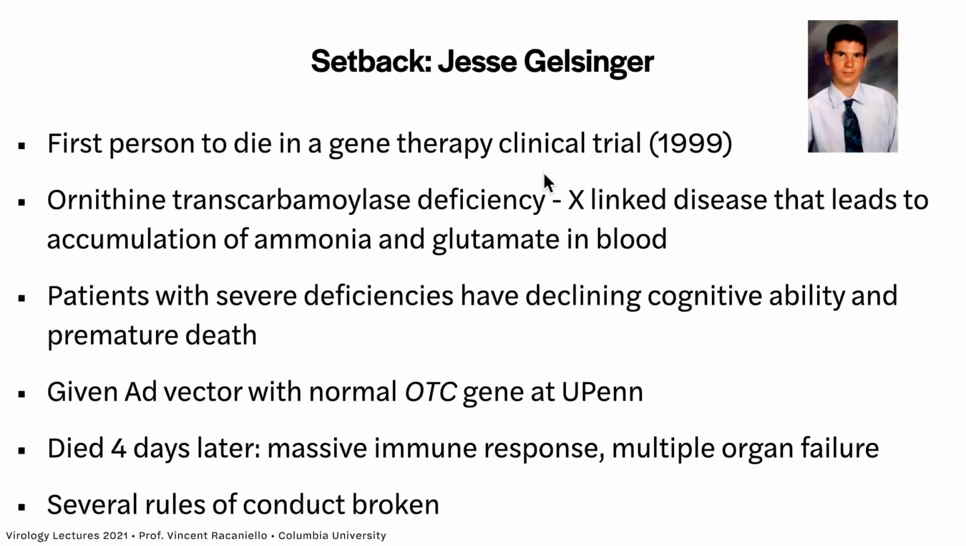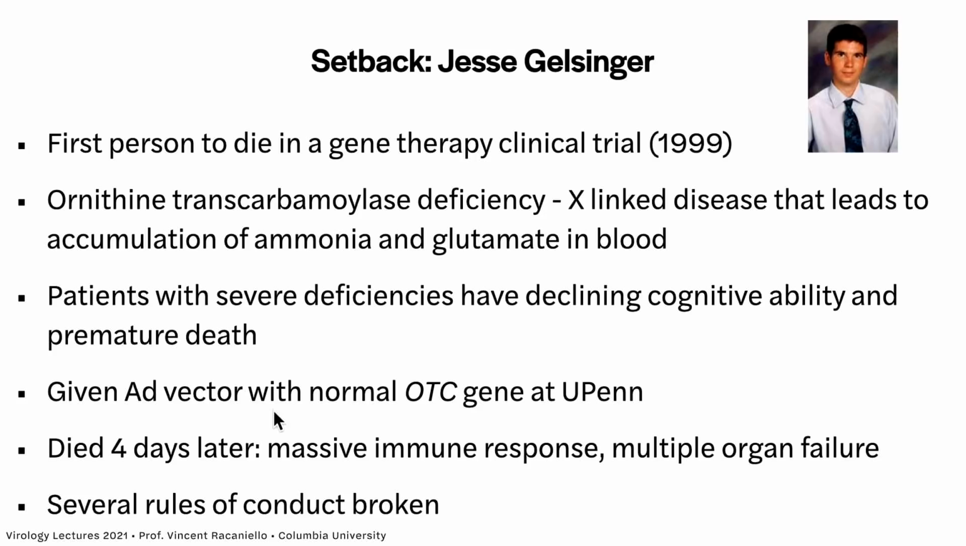Now, unfortunately, big setback in 1999. First person to die in a gene therapy trial was this teenager, Jesse Gelsinger. He had ornithine transcarbamylase deficiency. That's an X-linked disease, which leads to accumulation of metabolites in the blood. People with the severe forms of this have issues with cognitive ability. They die prematurely. He actually had a mild form of the disease, but he and his dad decided to volunteer for this trial at UPenn.